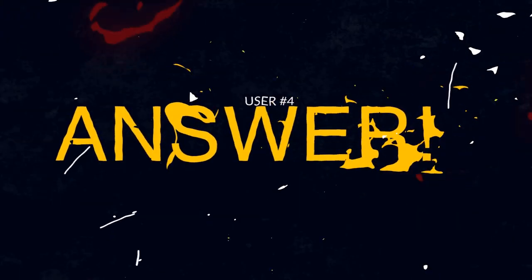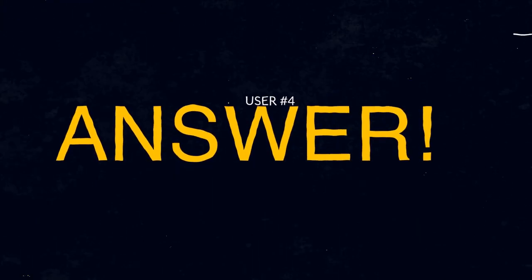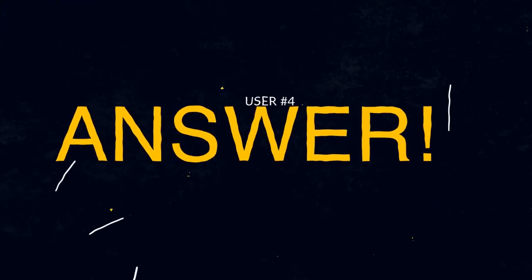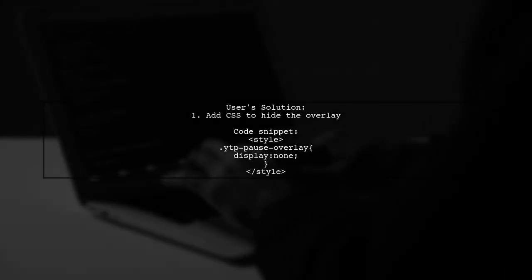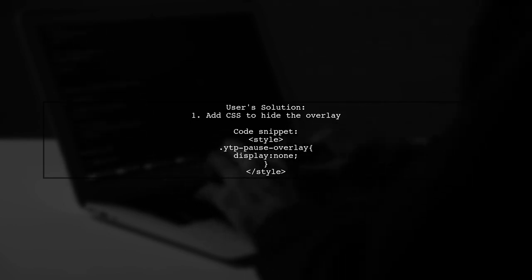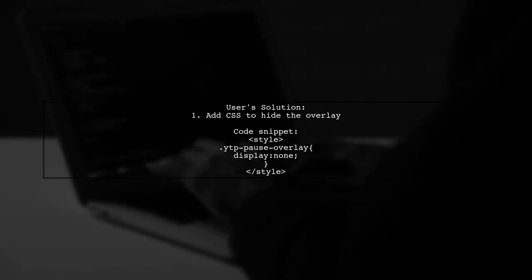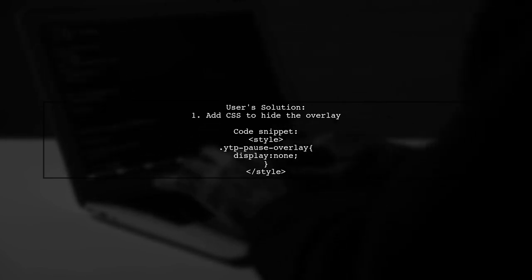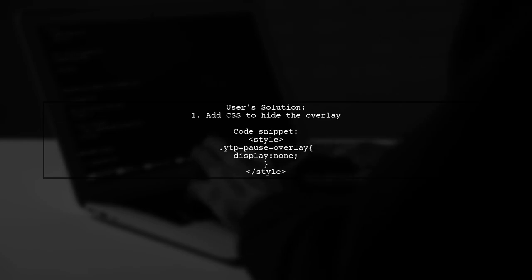Let's now look at another user-suggested answer. To remove the pause menu video suggestions from a YouTube embed, one user found success by adding a simple CSS style to their page.